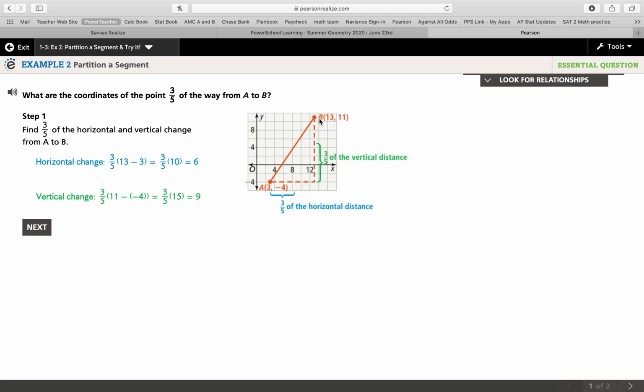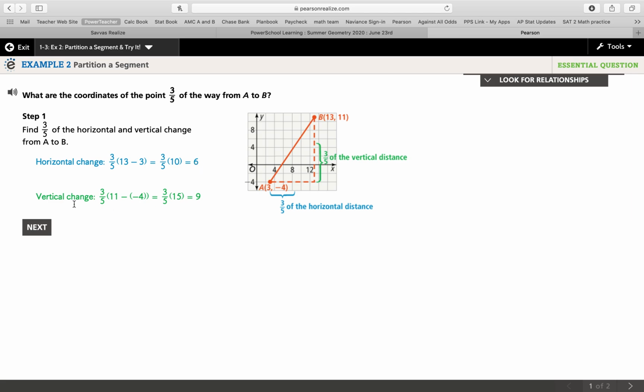So we're going from A to B. The horizontal change is the difference of the x values, this horizontal change here. If this point is (3, -4) and this is (13, 11), the horizontal change is just looking at the x values. The difference between the two is 10 because 13 minus 3 is 10. But we don't want the whole distance, we want 3/5 of the horizontal distance. So we take 10 and multiply it by 3/5 and we get 6. So 6 is 3/5 of the horizontal change.